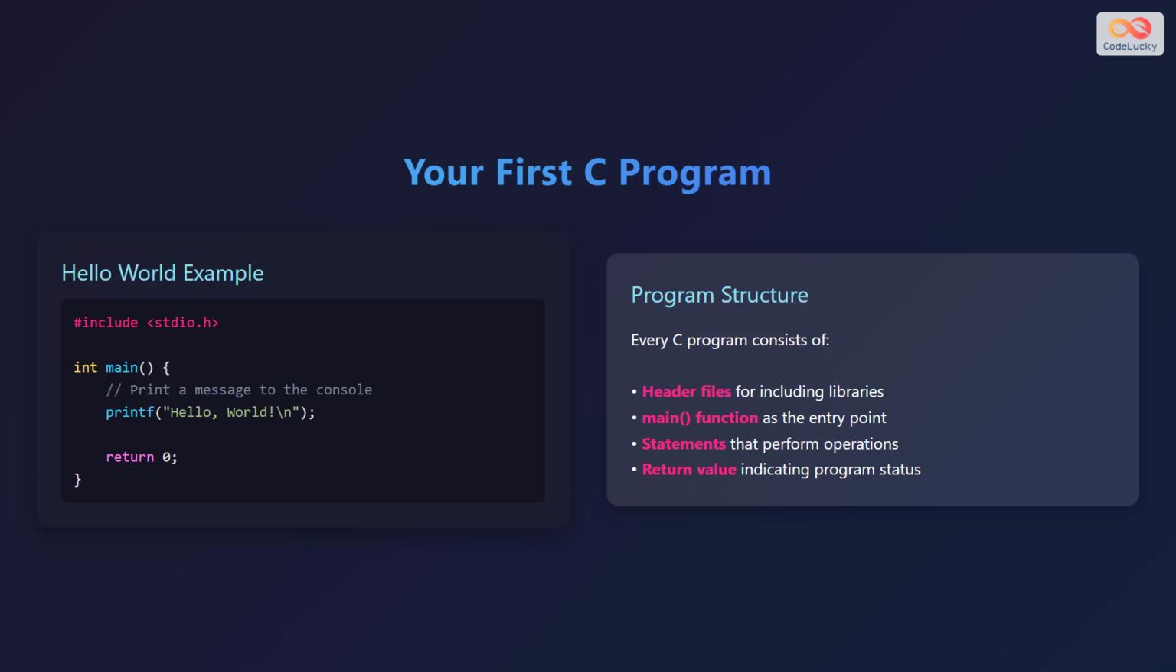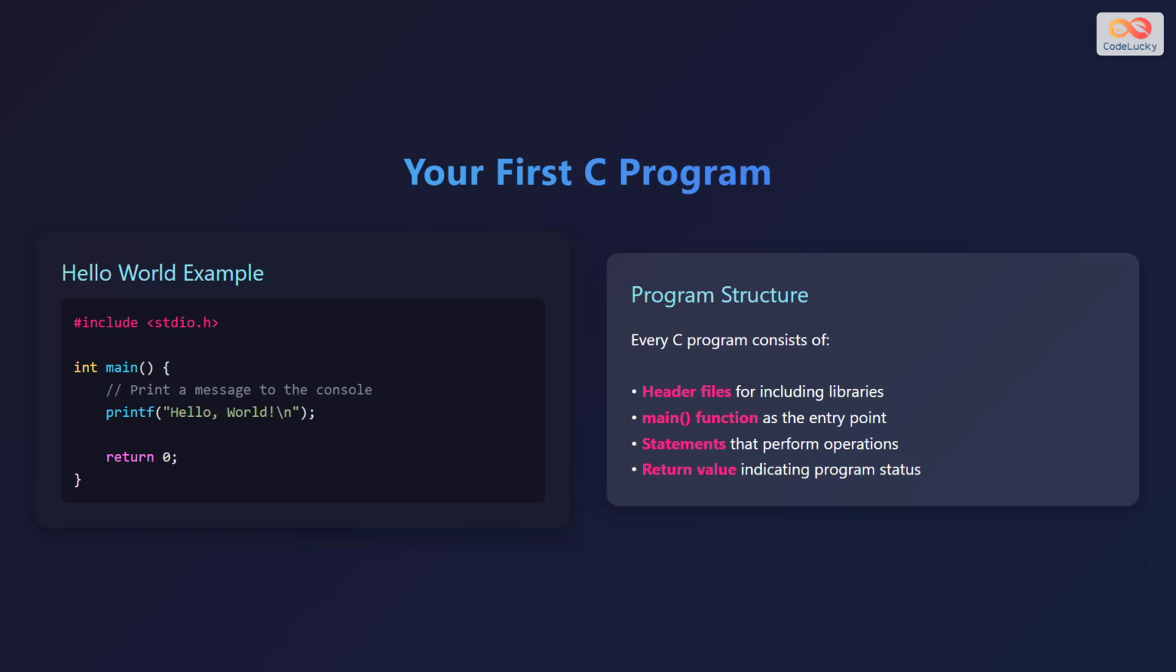Next, create an integer main function. This is the entry point of every C program. Execution begins here. Inside the main function, use the printf function to print a message to the console. The printf function is used to display text on the screen. Here it prints Hello World, followed by a new line character. Finally, return 0. This indicates that the program has executed successfully.